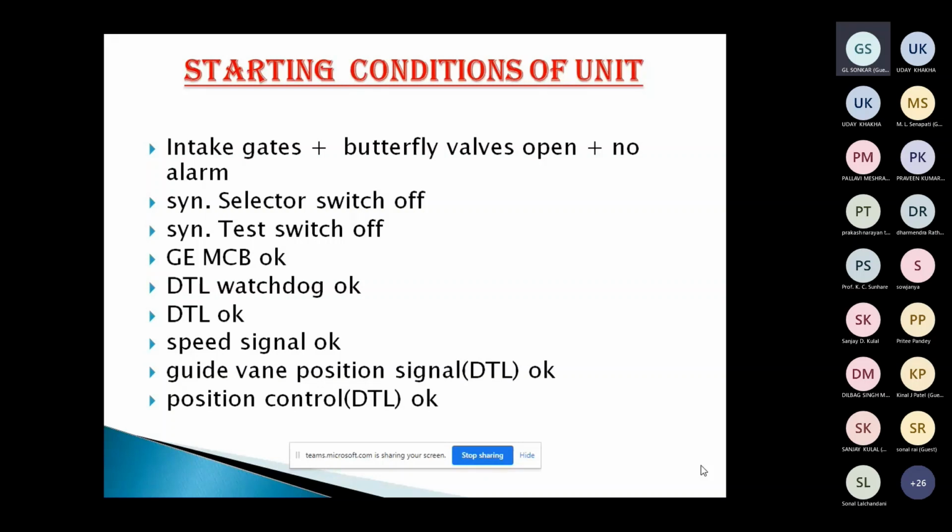Then there are some starting sequences. He will follow the starting sequences. If this button is not glowing, you have to find out what the fault is behind it, which starting condition is not satisfied. What may be the probable reasons behind it? You have to look for it. That we'll discuss here. We won't cover all the starting conditions, but the major starting conditions we'll discuss.